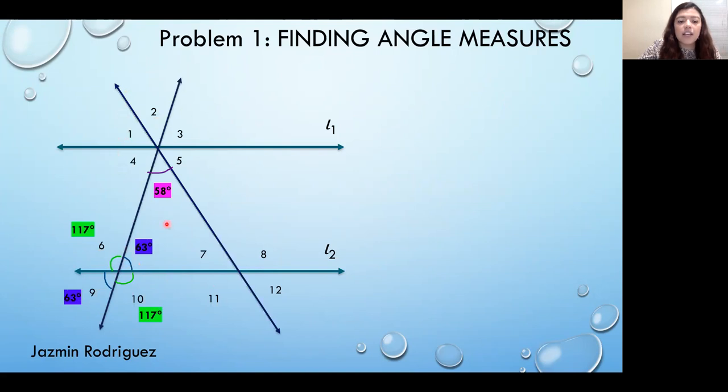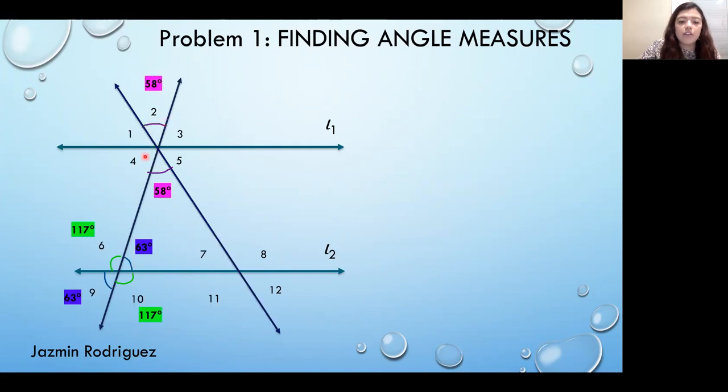So now we have this bottom part of our figure calculated, so we'll go ahead and move on to the top part. And here we are given that this angle measures 58 degrees. So we see that angle 2 is on the opposite side. And once again, opposite angles are equal. Therefore, our angle 2 is going to be 58 degrees.